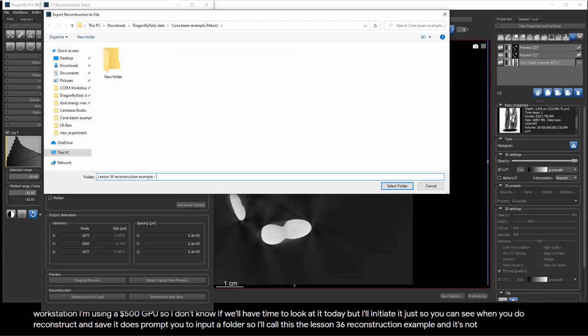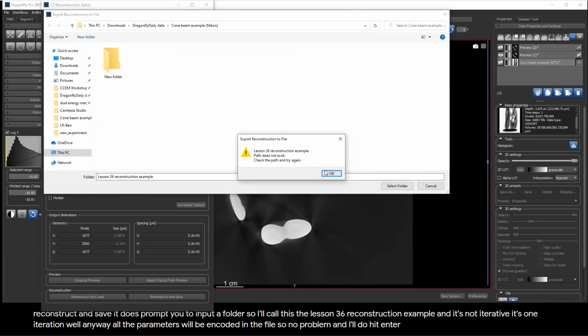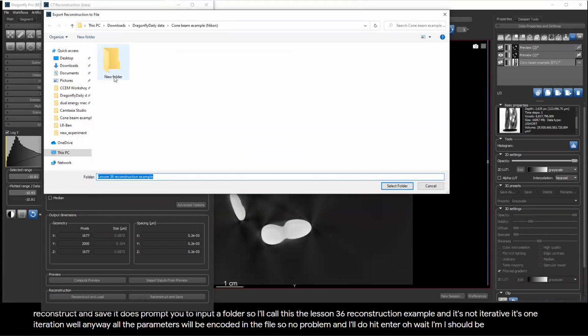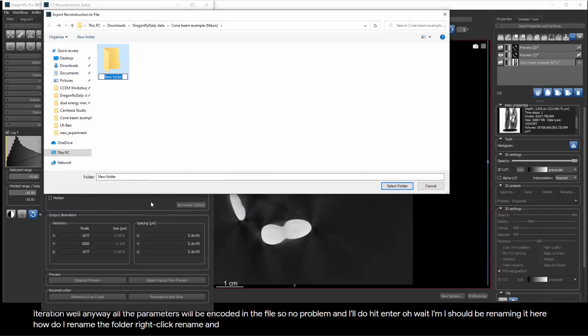And it's not iterative, it's one iteration. Well, anyway, all the parameters will be encoded in the file, so no problem. And I'll hit enter. Oh wait, I should be renaming it here. How do I rename the folder? Right click, rename, and call it lesson 36 recon example.